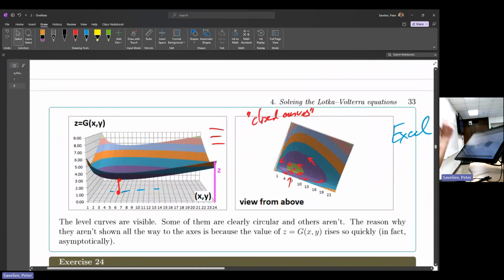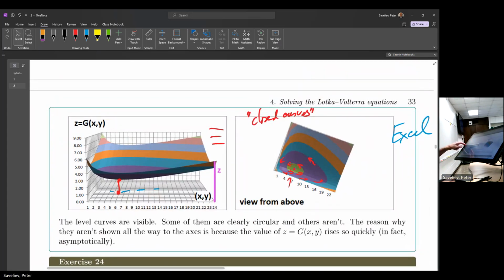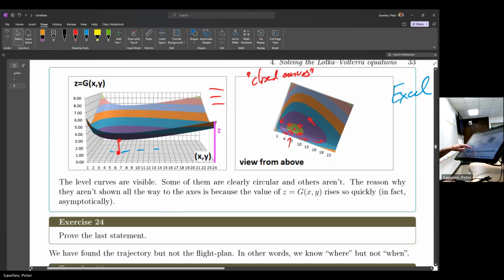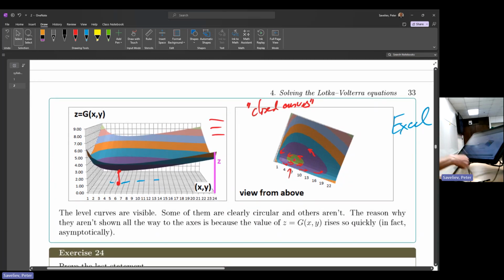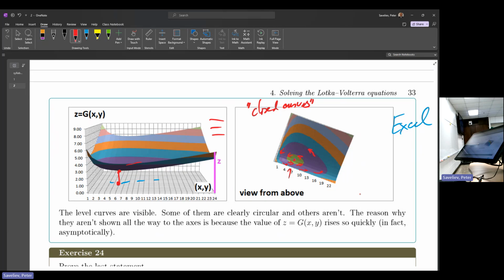Okay, so any questions so far? Okay, some are circular, others seem not circular, but they actually are. We cannot see the rest of them because it grows over here, especially that edge that faces us, right here. It grows so fast that the Excel runs out of room, and yes, the numbers are too large.